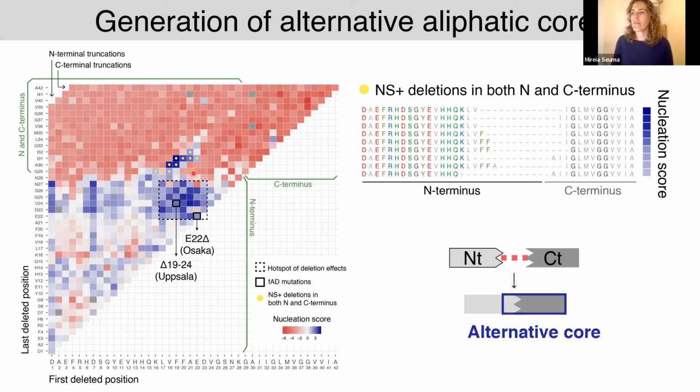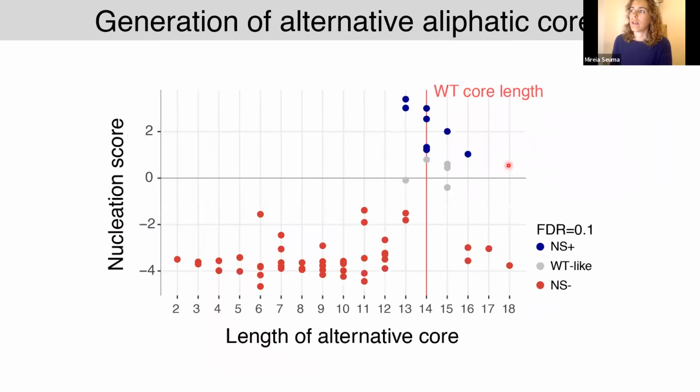But still, there were some other variants that were quite similar to these ones. They were also rearranging alternative aliphatic cores, and yet they were not able to nucleate. But in the end, what we found is that only those variants with an alternative core of a very specific length were able to nucleate. And this length was the same or very similar to that of the wild-type core. So it's not only a matter of rearranging an aliphatic core, but maintaining a specific length.